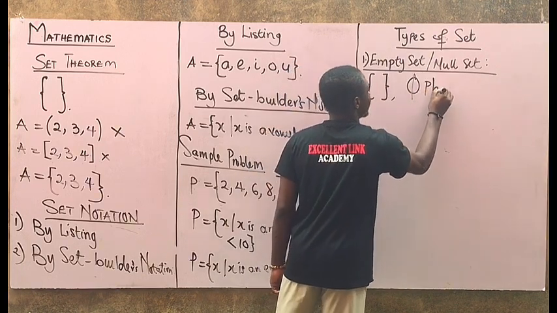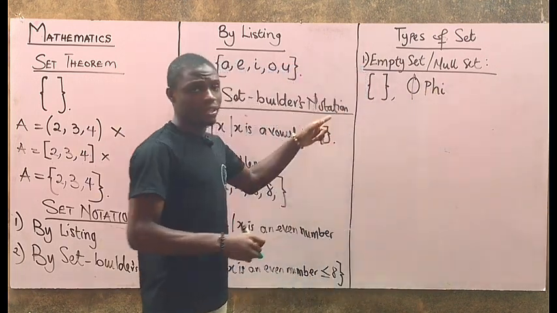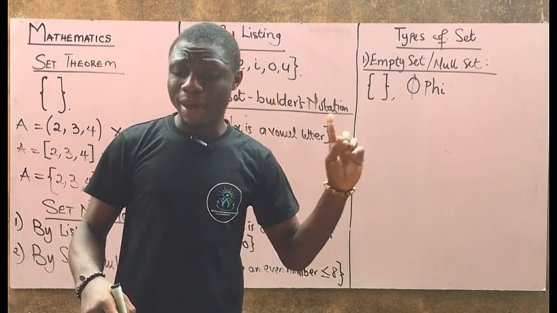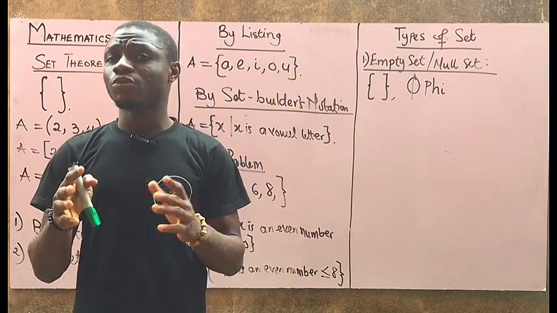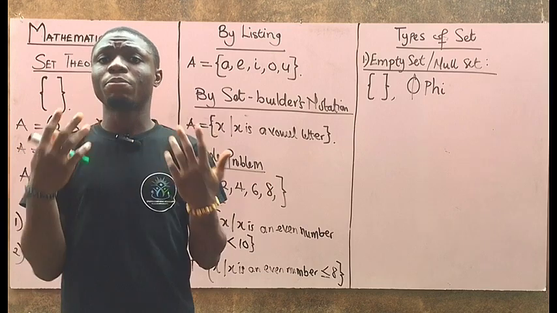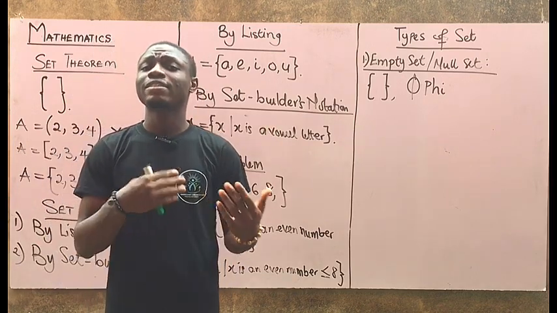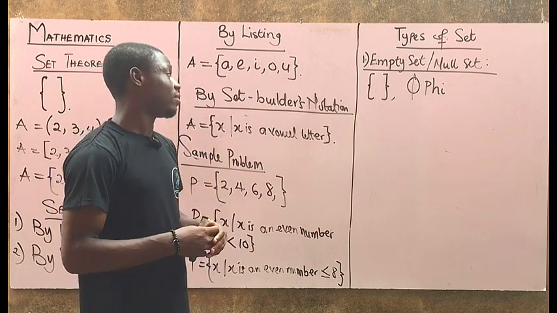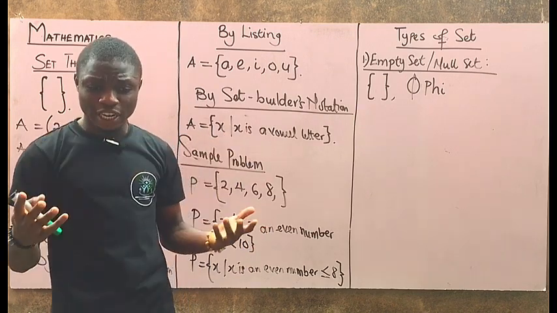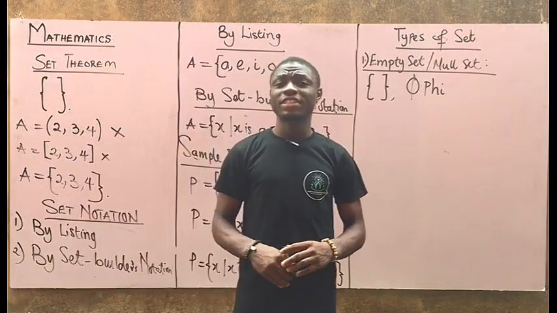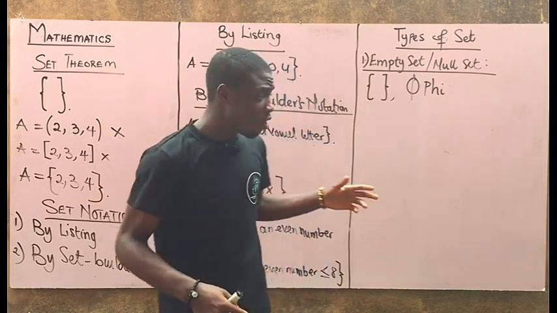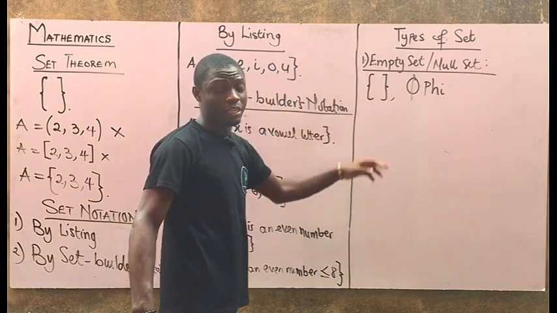This is phi, a Greek symbol. So if I'm seeing a Greek phi, it means that that set is what? An empty set. Or if I'm seeing empty curly brackets, it simply means what? That set is an empty set. So let me give an example of an empty set.